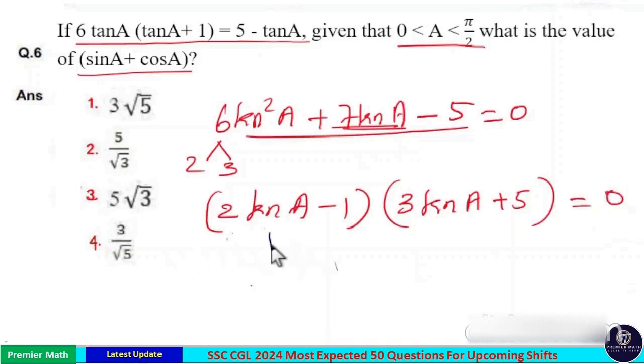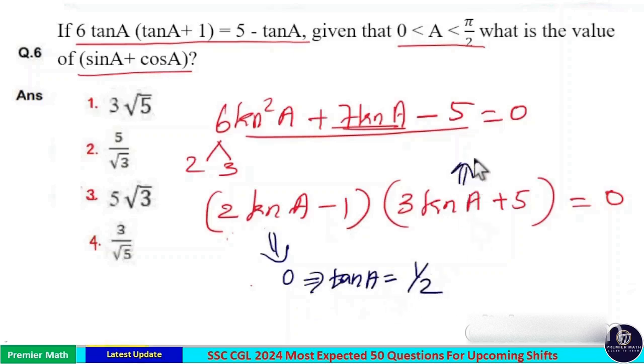Now I can equate one term to 0. If 2 tan A minus 1 is 0, then tan A is equal to 1 by 2. If I equate the other term to 0, 3 tan A is equal to minus 5, then tan A is equal to minus 5 by 3, which is not possible. So take tan A as 1 by 2.